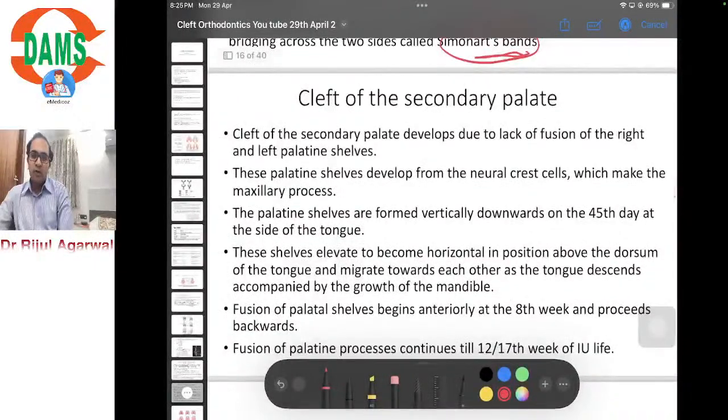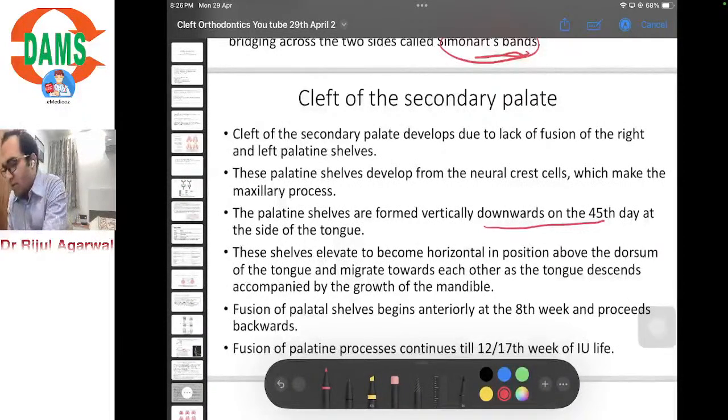Next is the cleft of the secondary palate. Cleft of the secondary palate occurs due to lack of fusion of the left and right palatine shelves. As we know from our embryology classes, the palatine shelves are initially vertical, formed vertically downwards on the 45th day on the side of the tongue. With the descent of the tongue, they become horizontal and start to fuse from anterior to posterior.